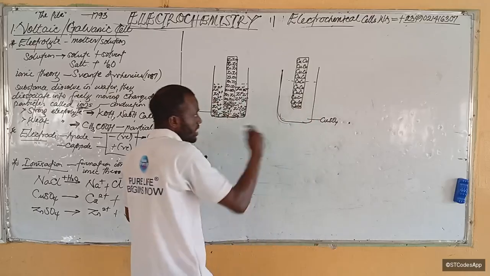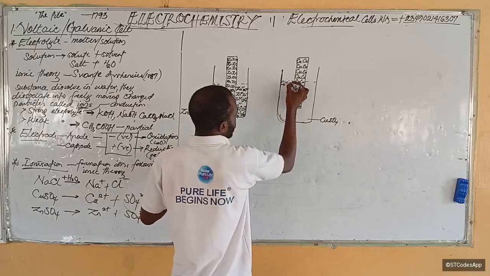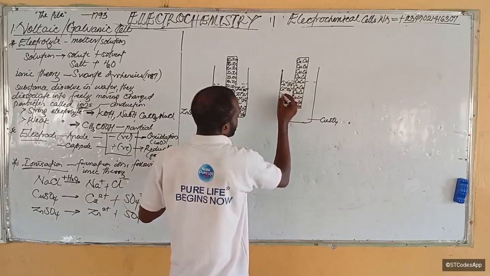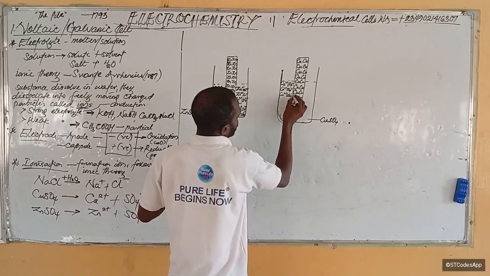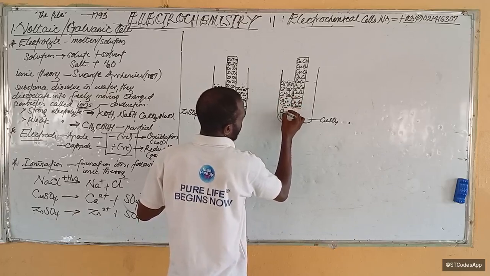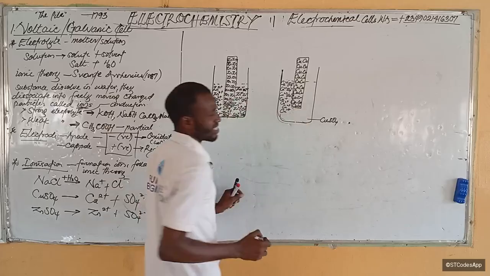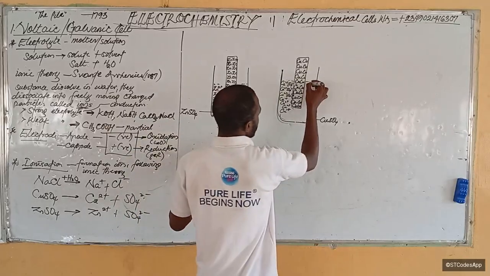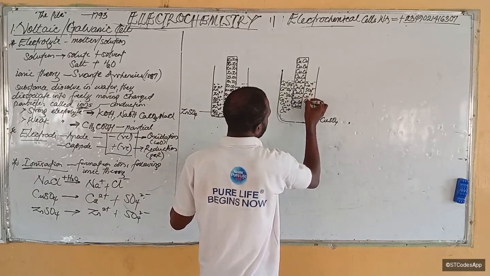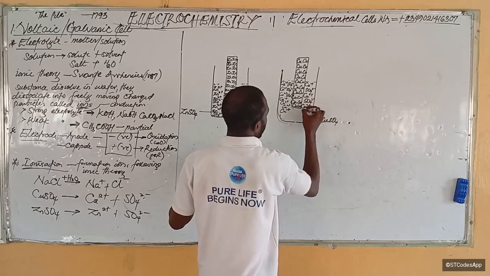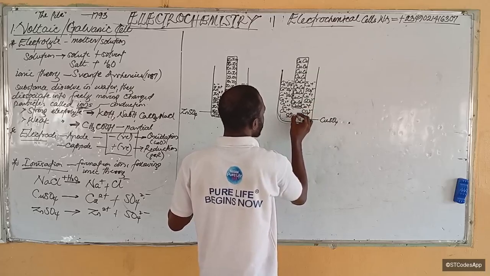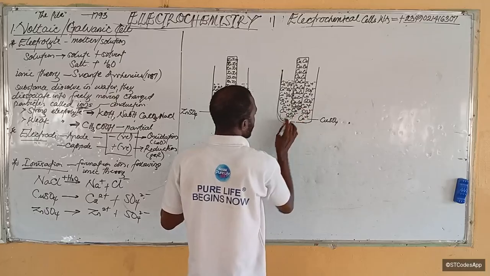Here we are going to have Cu2+ SO4 2-, Cu2+ SO4 2-, Cu2+ SO4 2-. But let's not focus on the SO4 2- now. Why am I focusing on Cu2+? Because they are the most important part here.